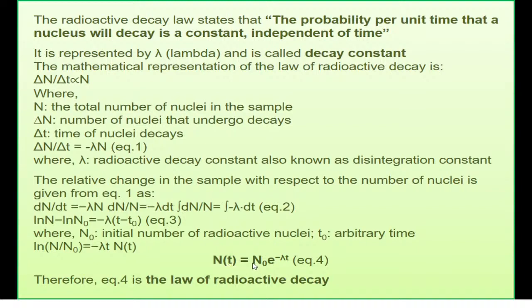And this N with index 0 is the initial number of radioactive nuclei. And lambda is the decay constant. It is the measure of the ability, the strength of the ability, of the nuclei to decay.